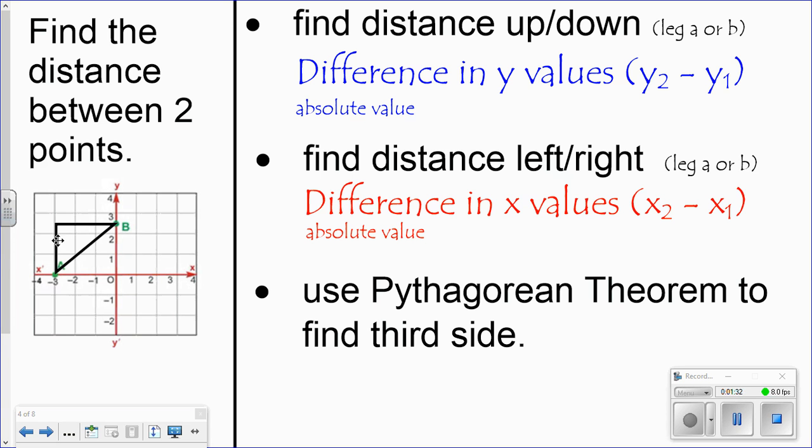Then you're going to find the distance from left to right. You can either count the boxes or, again, you can subtract the x values and take the absolute value. And then you use the Pythagorean theorem, a squared plus b squared equals c squared, to find the third side.